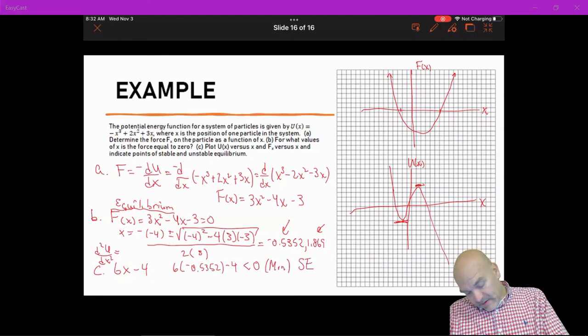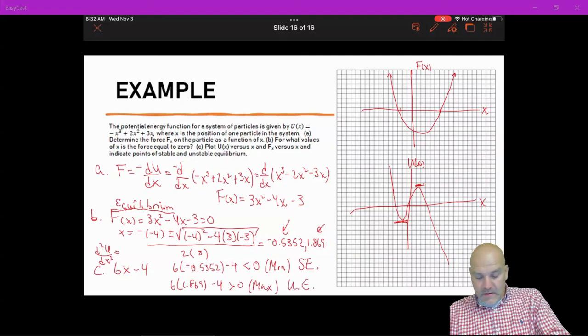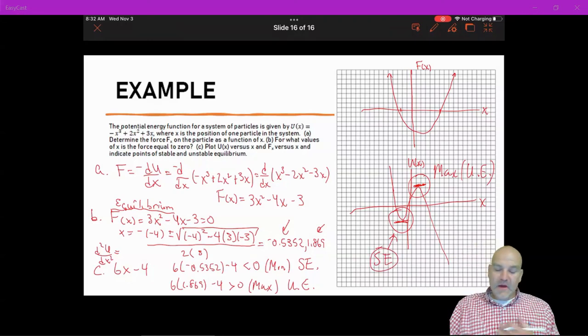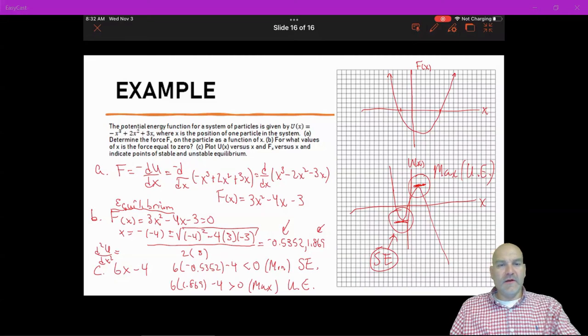So that's stable equilibrium. And I'm going to do 6 times 1.869 minus 4, which will obviously be greater than 0, which is a maximum. So this is unstable equilibrium. Okay, and you can tell here, right, max, min. So max is when it's unstable, min is when it is stable equilibrium. Again, my graphs aren't exactly perfect, but those are just the general ideas of what they'll look like.